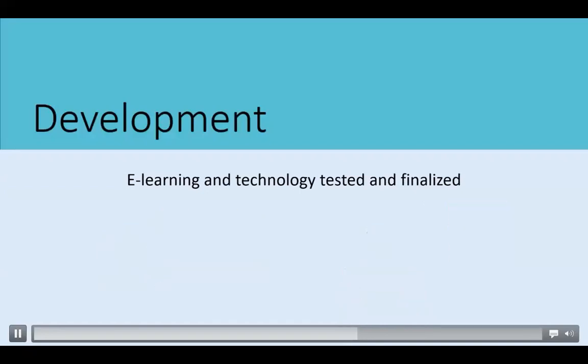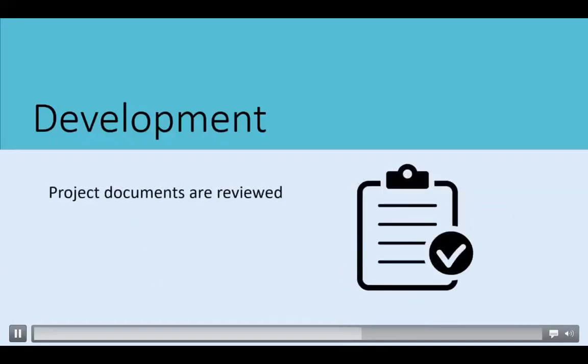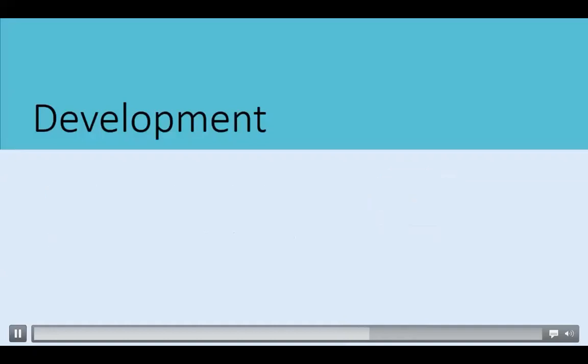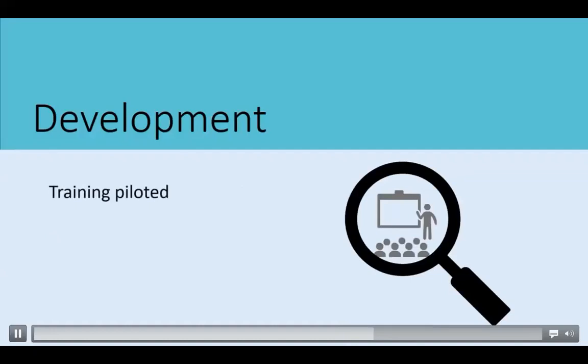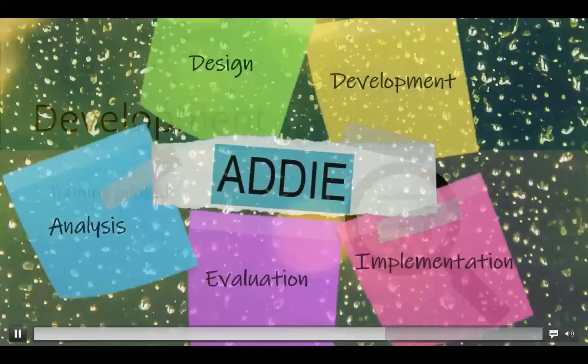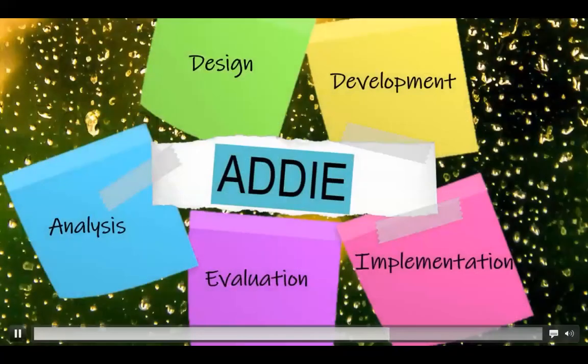The project documentation of the strategies is further reviewed and feedback is given to the instructional designers. Some or all of the training may be piloted with a select group of individuals, including members of the learning design team. Once the stakeholders sign off on the design strategies, the project is moved into the next stage, the implementation stage.